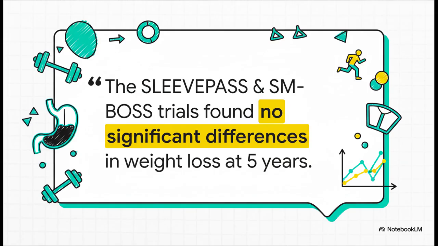So what about the long-term outcomes? Which surgery is better? Well, the evidence here is fascinating. We've got these major randomized controlled trials, like the SLEEVEPASS and SM-BOSS trials. They directly compared the two most popular procedures, the sleeve and the bypass. And what they found was pretty interesting. At 5 years, there was no significant difference in overall weight loss between the two. That's crucial information when we're helping patients make these big decisions.